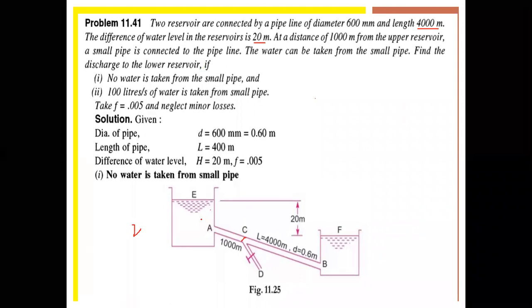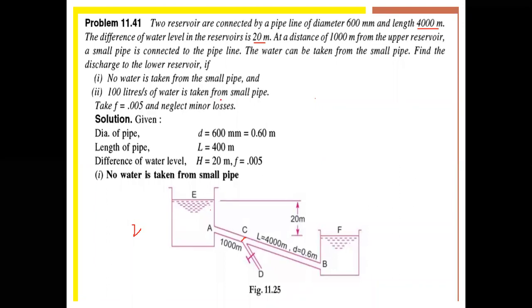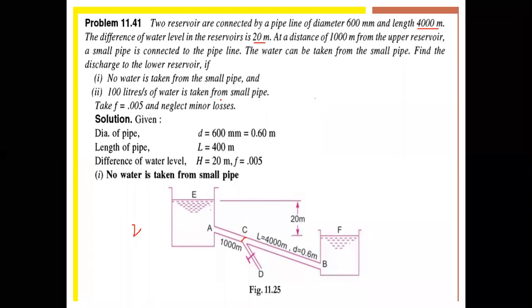So for us the connection process is the same. But it is open, and from here the water is discharging to a lower reservoir. The lower reservoir level keeps decreasing. Therefore, what is the condition there? No water is taken from the small pipe. So from the small pipe, there is no possibility of taking the water. No water is taken from the small pipe.